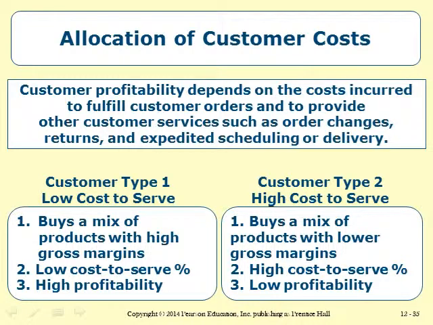On the other hand, customer type 2 buys products with a low gross margin and is very costly to serve, resulting in a loss to the company of about minus 15%. Most of this difference represents the 35% higher cost to serve.